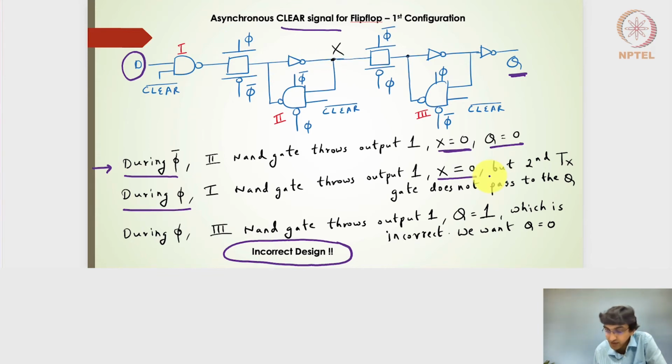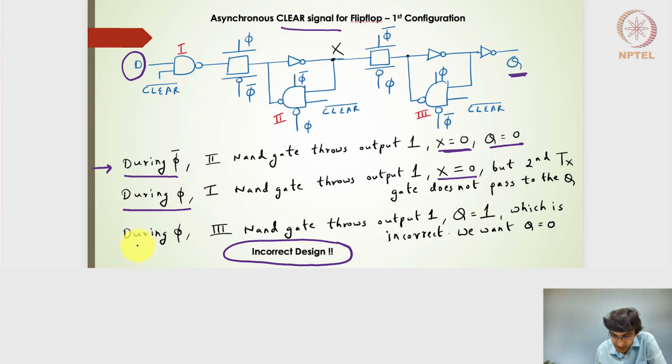So I got an X value of 0, but the second transmission gate is not going to pass this X equal to 0 to the other side, right? Because the clock is high. So in that sense, the second transmission gate doesn't give the output to be 0. It has to wait till the negative edge comes, which is not what we are expecting. We expect the moment the clear is pressed, I'll get an output of 0. So the high level of the clock, this particular design doesn't achieve.